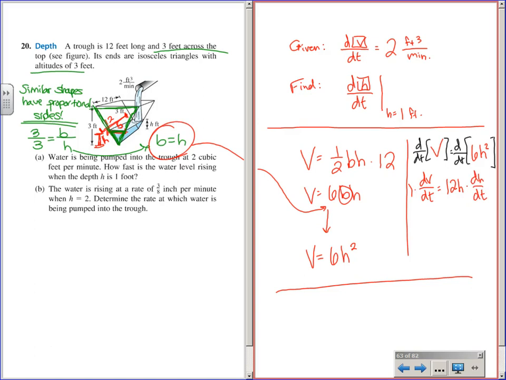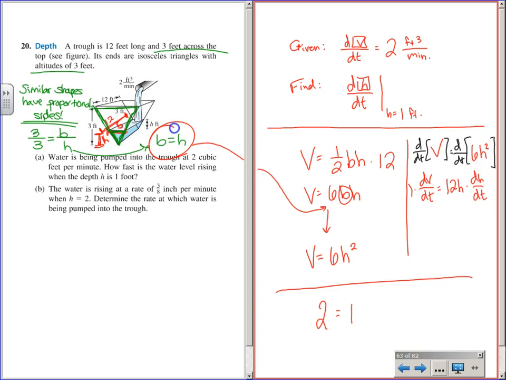Because we dealt with the b early, are we nice and ready to plug and chug? Yeah. So plug and chug, dv dt. Oh, I know that. That's 2. You can make it feet cubed per minute, but we already checked that our units match up. If one was inches, one was feet, then we'd be in trouble. But otherwise, we're all right.